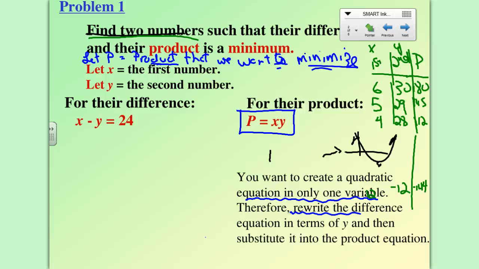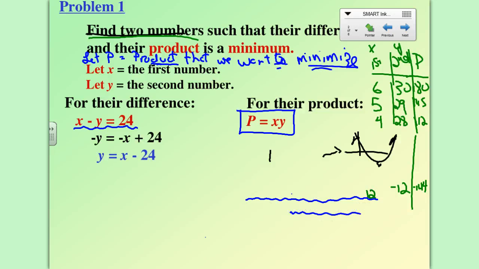So if we know that x minus y is 24, the difference between the two numbers is 24, we can use substitution and come up with an equation that looks like this. Okay? So if x minus y is 24, pick one of the variables to solve for. It doesn't matter which one. Solve for that variable and use substitution to sub it in there. And so we end up with P equals x times x minus 24. I would suggest maybe you multiply that out, and you have an equation of x squared minus 24x.